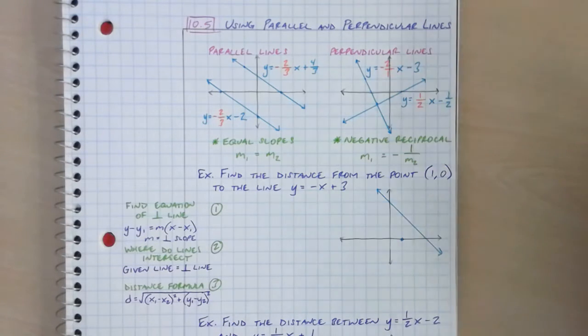All right, Chapter 10, Section 5, using parallel and perpendicular lines. This is pretty much our culminating section within this chapter based on parallel and perpendicular lines. The main problems that we're going to focus on here are similar to what was introduced in Section 4, this idea of finding the distance between these objects.